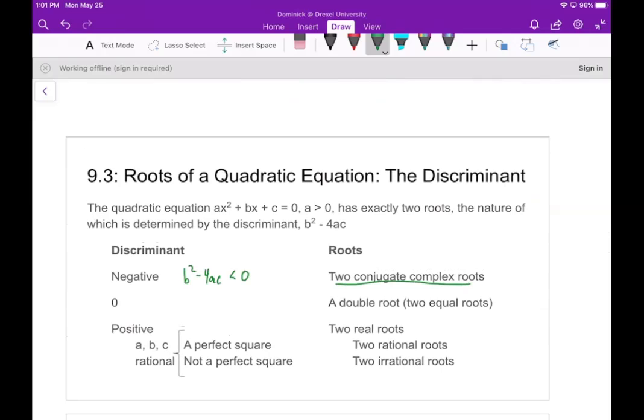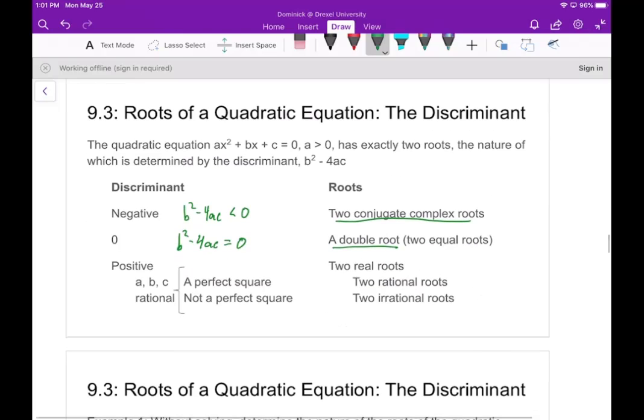Because you're going to get plus or minus something times i, and that means you have the complex conjugate and the other number. Now, when b squared minus 4ac is equal to 0, that means you get a double root, because whatever your negative b over 2a is, that's your root, and then you're adding and subtracting 0 from it, so you're not changing that. So that's where you get that double root.